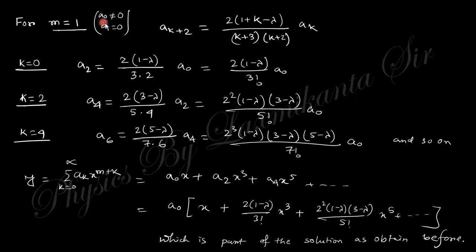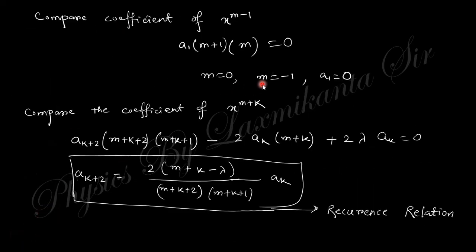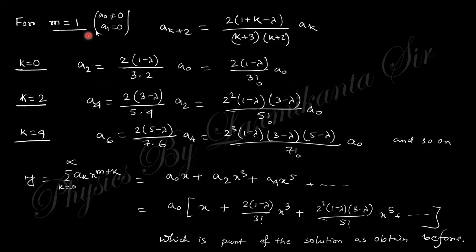Now if you take m equals to 1, a1 not equal to 0 is no problem. But here there is no option for m equals to 1, so a1 must be 0. Clear? So at m equals to 1, a0 is not equal to 0, but a1 must be 0. That means the odd coefficients must be 0, because a1 0 means a3 0, means a5 0, means a7 0, and so on. So only the even coefficients are present, and the recurrence relation becomes like that. Put k equals to 0, you will get a2 in terms of a0, a4 in terms of a0, a6 in terms of a0.